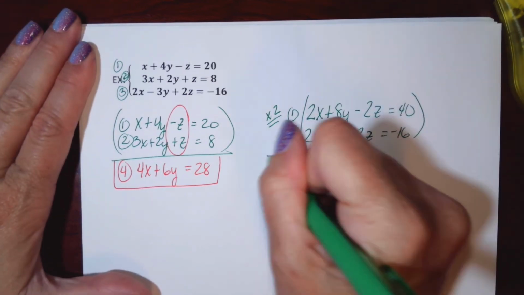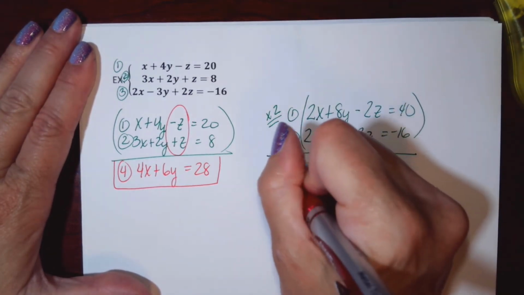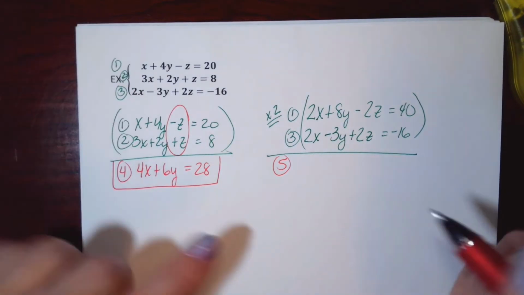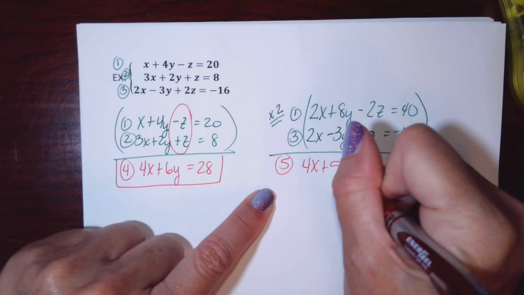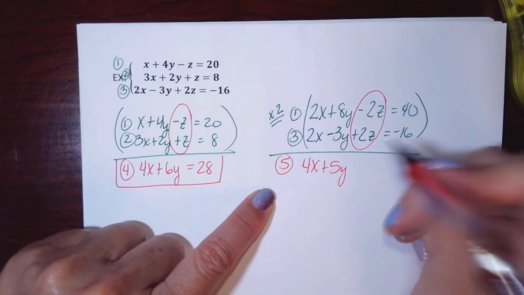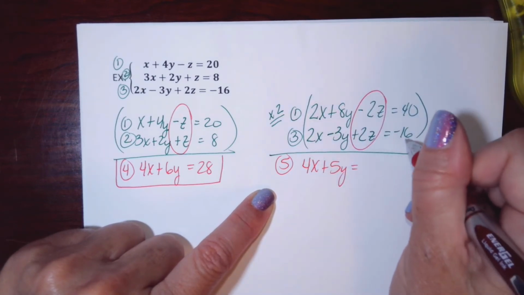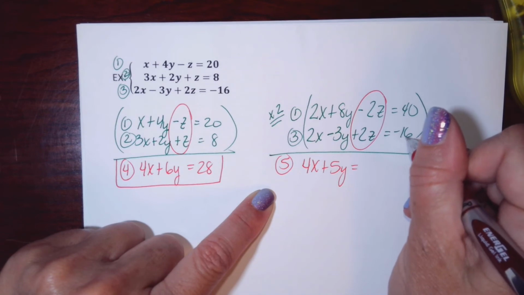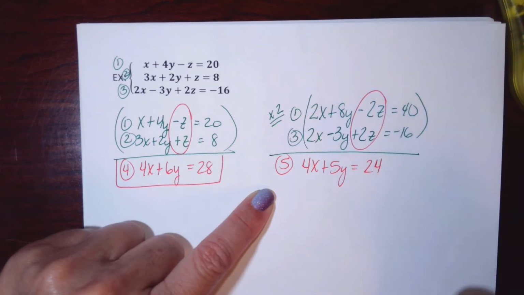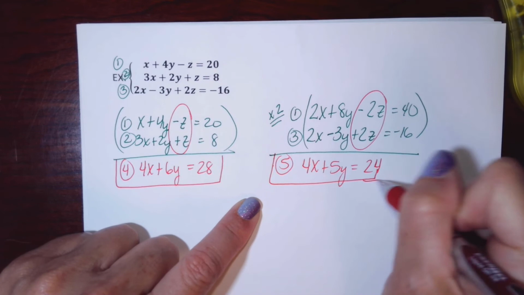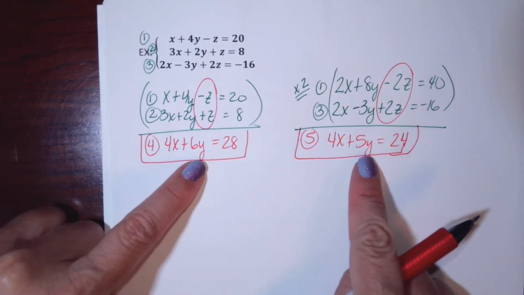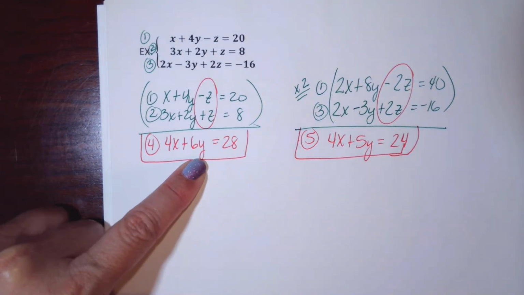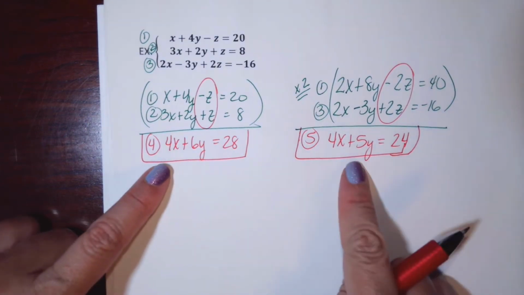When I add those 2 together, it creates my 5th equation so that I've got my reduced system. 2 and 2 is 4x plus 5y, my z's add to 0, that was my goal, equals 24. Yeah, 24. There's my 5th equation. So this is my reduced system. It's got the same 2 variables for both equations, x and y. Now I'm going to treat this just as a 2 variable system. I'm going to solve for one of these 2 variables.